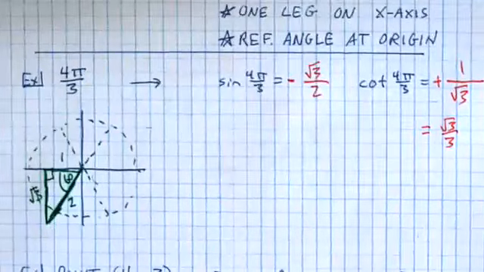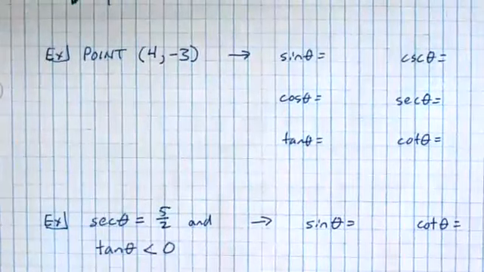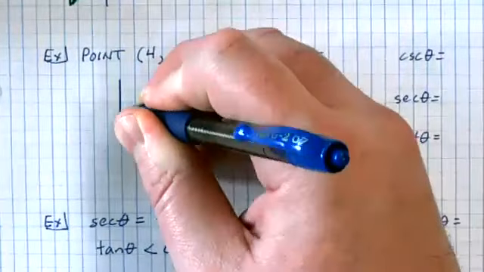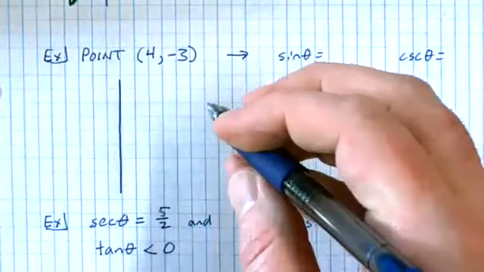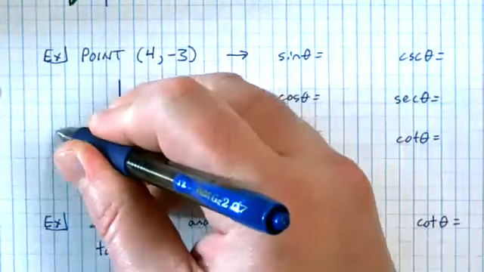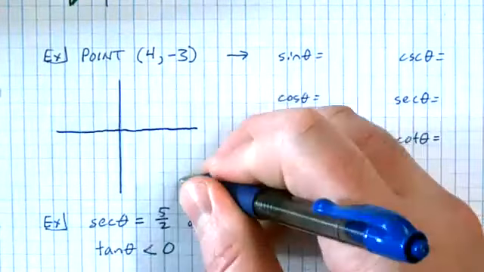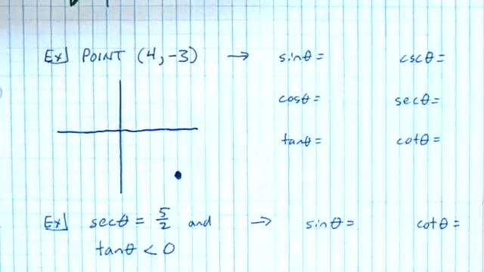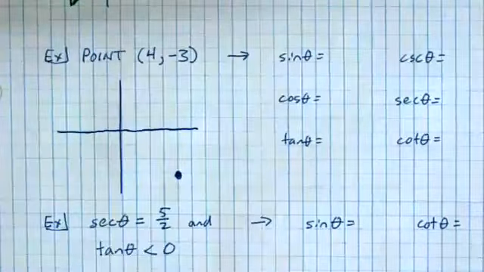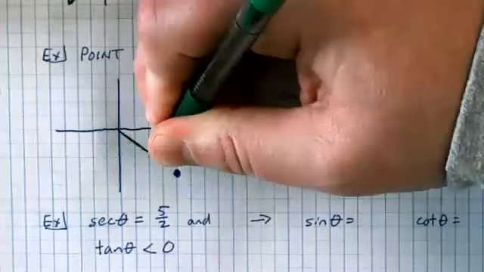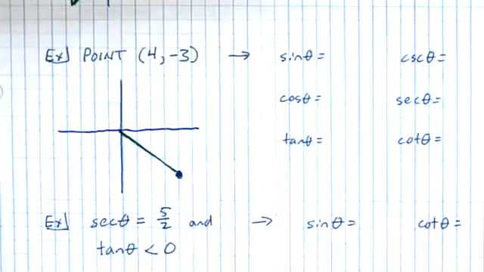All right, let's try another. This one's going to go a little quicker. This time I'm giving you a point. So I'm going to draw my XY axis. I'm going to actually use my grid this time around. 4, -3. So +4, -3. That's this point right here. So we're going to connect that back to the origin to create our reference triangle.